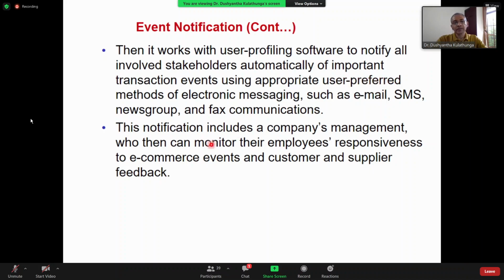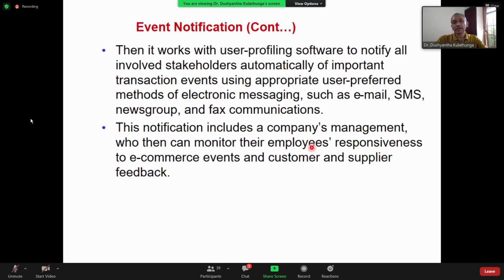So it is the responsibility of the organization to communicate with the customer utilizing the customer's preferred mode of communication. This notification includes the company's management, who then can monitor their employees' responsiveness to e-commerce events and customer and supplier feedback. Here it says that when such notifications are sent, usually the system will generate a copy of the message to higher management as well.